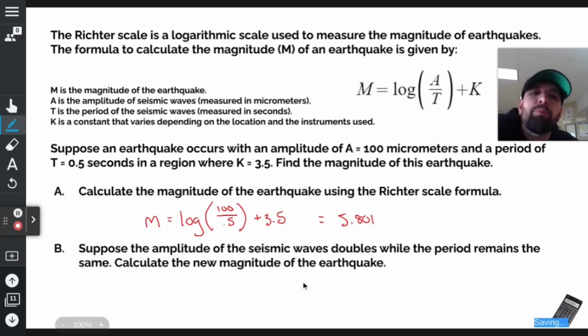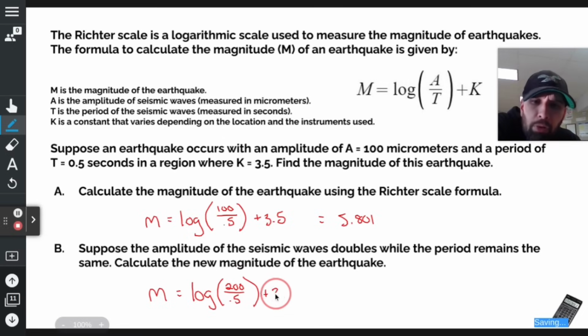5.801. Now, suppose the amplitude of the seismic wave doubles while the period remains the same. Calculate the new magnitude. So basically, it's the same exact thing, but the amplitude A doubles, so now you're going to have log base 10 of 200 over 0.5 plus 3.5. Let's see what happens there.